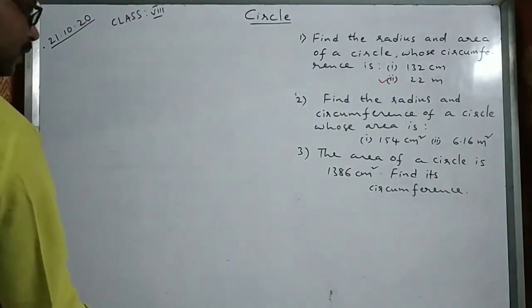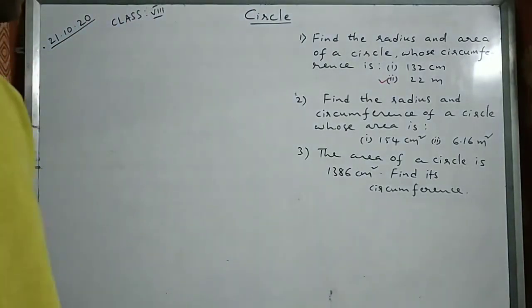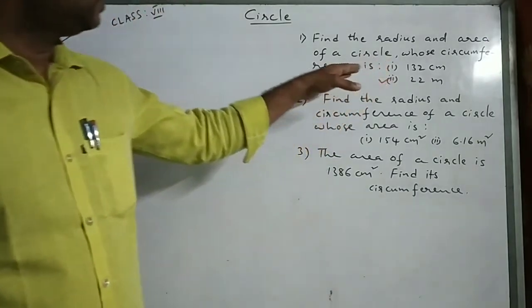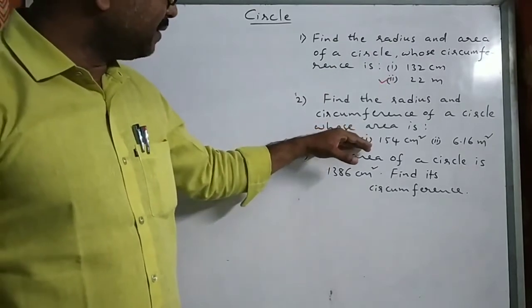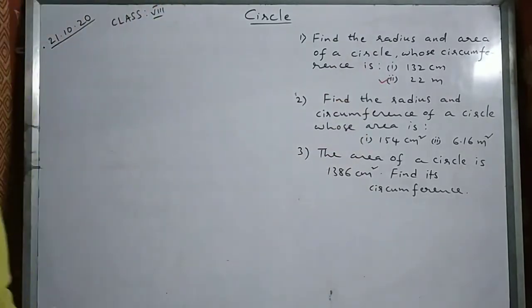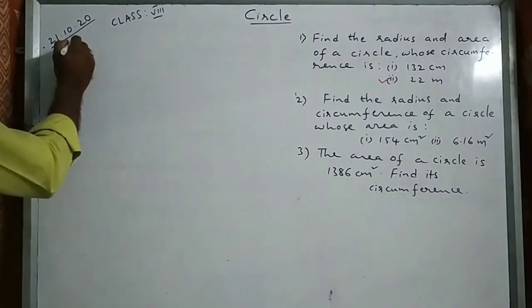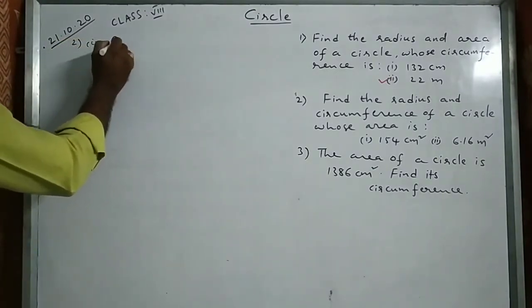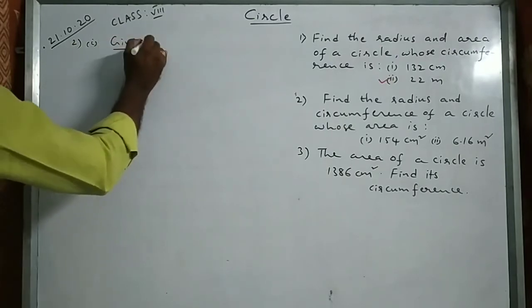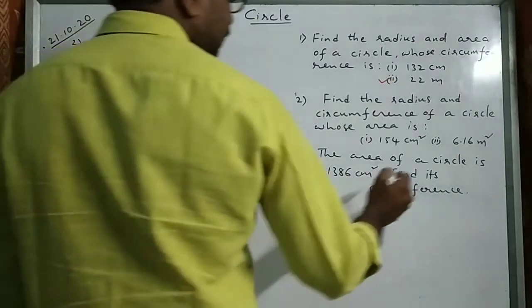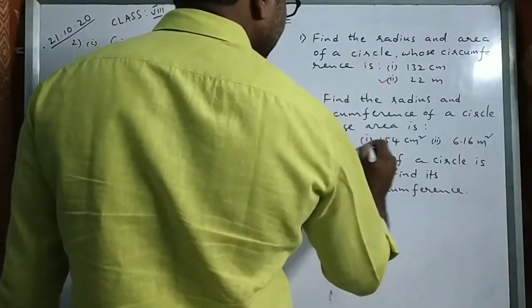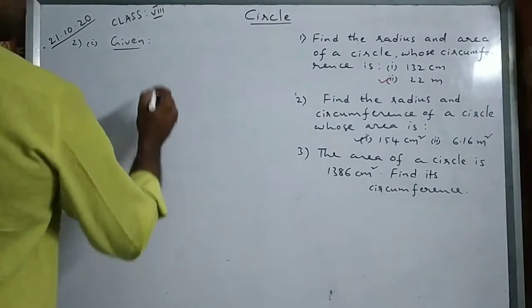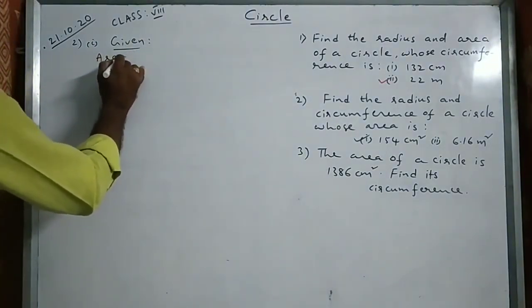Next one, area is given. In the first problem, we are given circumference and we got area. Now area is given, we have to find the radius and the circumference. Okay? Just reverse procedure. So second problem, I will do the second one, you try the first one.